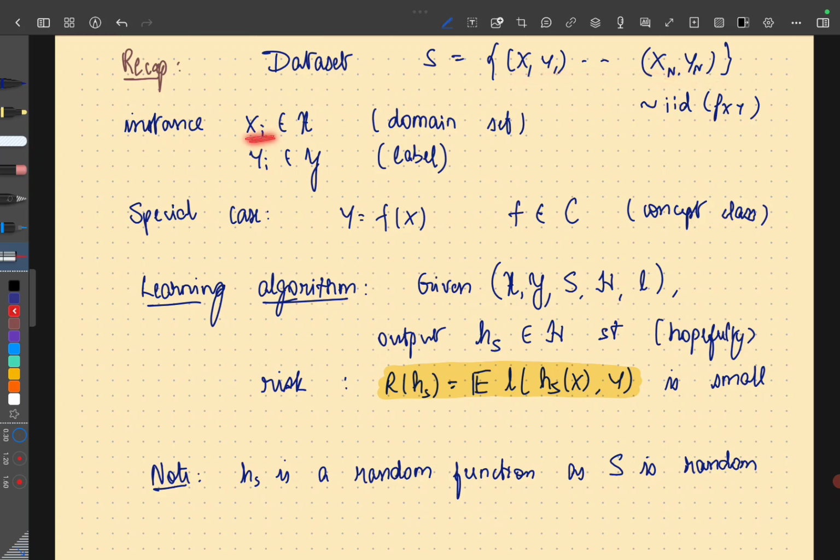You have a bunch of instances which I'll denote x_i, x_1 through x_n are the corresponding instances. Sometimes they're called feature vectors, sometimes they're called examples, and so on. And to each x_i we have an associated label which we'll denote y_i. The instances come from a set which I call the domain set, and the y_i's come from a label set. These domain set and label set are known, given to us a priori.